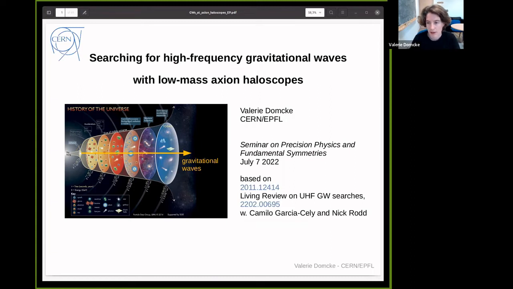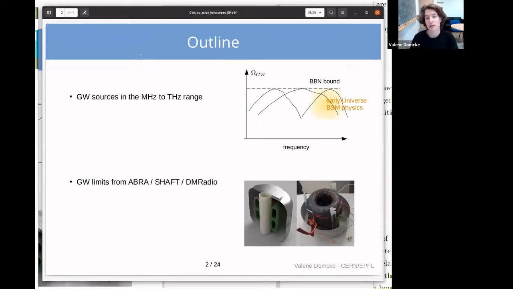This is mainly work based on two articles. The first is a living review on the status of high frequency gravitational wave searches, where high frequency here means above the frequency range that we can currently probe with experiments, or above roughly the kilohertz range that LIGO can probe, so more in the direction of megahertz or gigahertz. The second article is with my collaborators, Camillo Gastiaselli and Nick Rod, and that will be the main topic of the talk today.